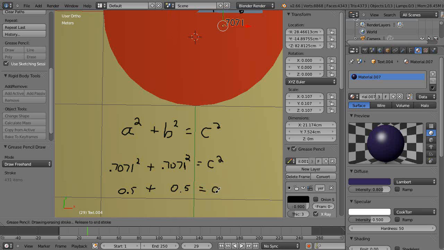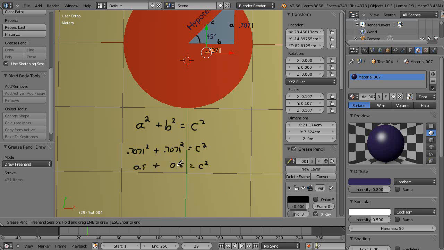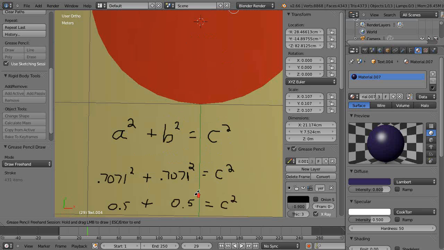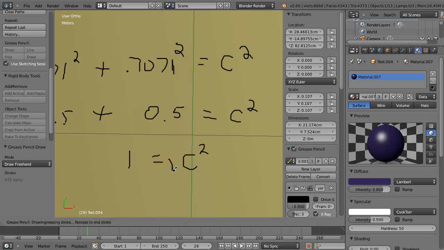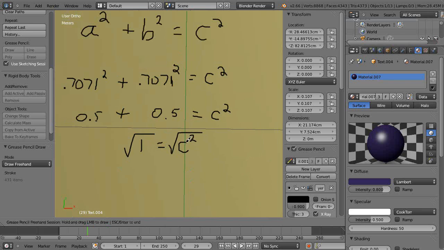That still doesn't give me the answer. If I add these together, 0.5 and 0.5 is equal to 1, and now we're saying 1 is equal to c squared. But how do I get rid of that squared term? I'm trying to find what c is, not what c squared is. To get rid of a squared term you just take the square root of both sides. So I take the square root of c squared and the square root of 1, and the square root of c squared just becomes c.